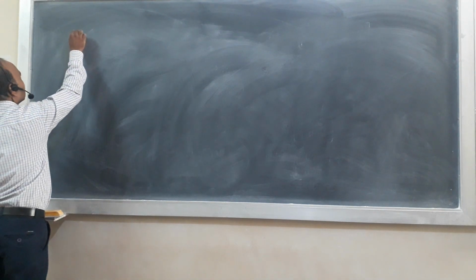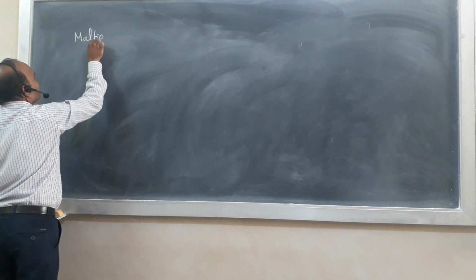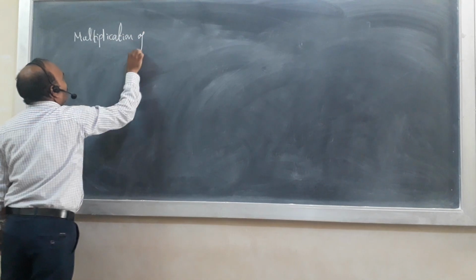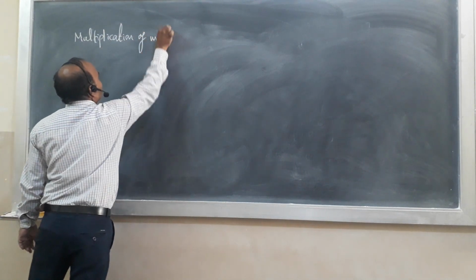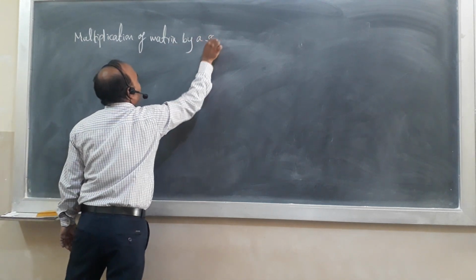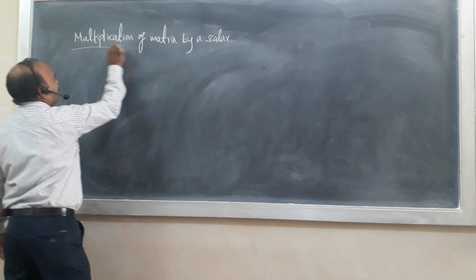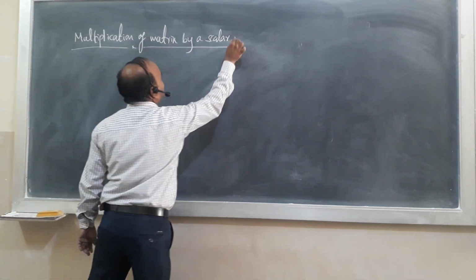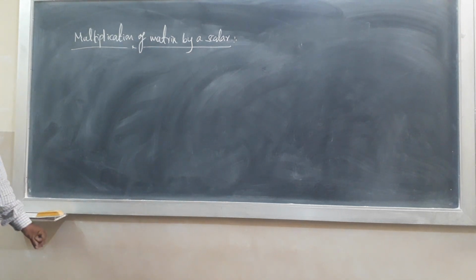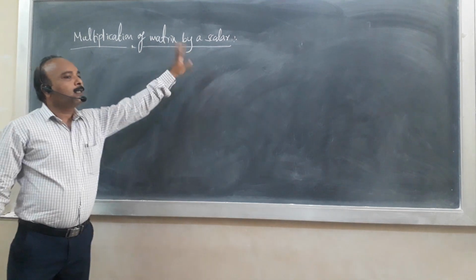Now we discuss multiplication of a matrix by a scalar. Multiplication of a matrix by a scalar is the second operation of the matrix. Here we observe one is a matrix and one is a scalar.